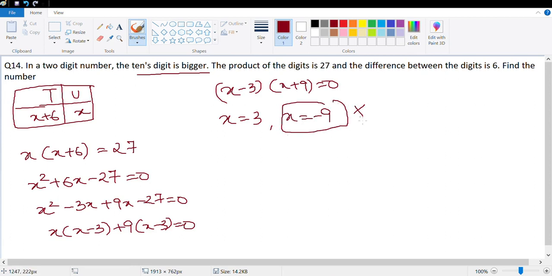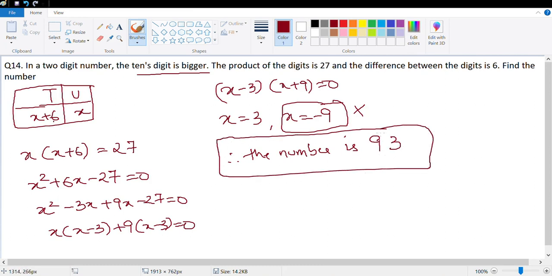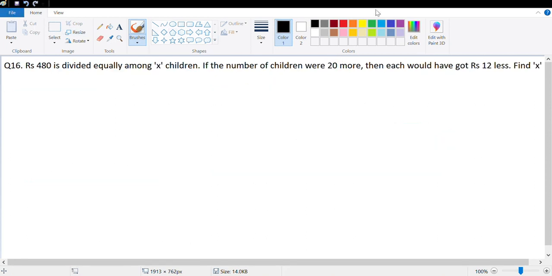Now this is rejected because we are looking at a number. The digit can't be negative. So what we are looking at, therefore, the number is, the first digit is x plus 6, which is 9. And the second number is x, so this is 93. So the number is 93. Good. Let's look at the last homework question from this exercise, which is question number 16.